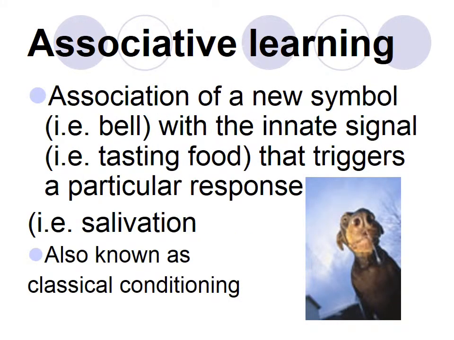Associative learning is when you're learning a bell. If you're associating some kind of a signal or a symbol with the innate signal for something that triggers a particular response, you're looking at creating a different response. So hearing a bell and knowing that you're going to be getting food, for example. This is known as conditioning behavior. For example, you hear the bell at school, you know that class has ended and you automatically pack up and leave. There is the example of Pavlov and his dog.